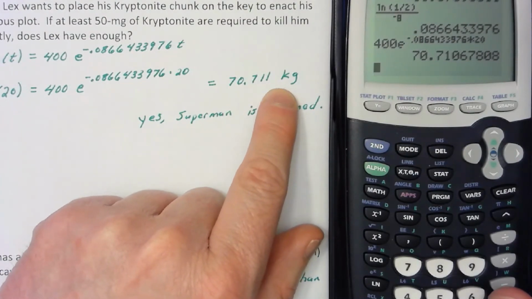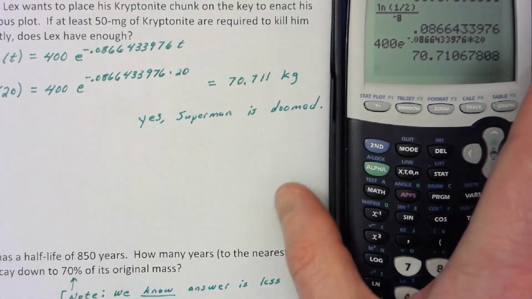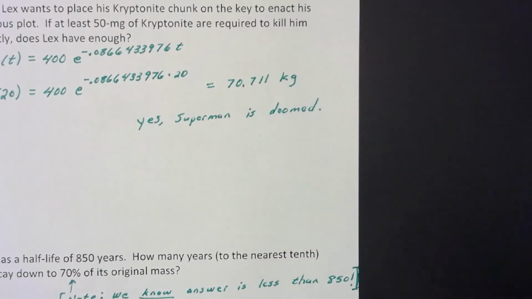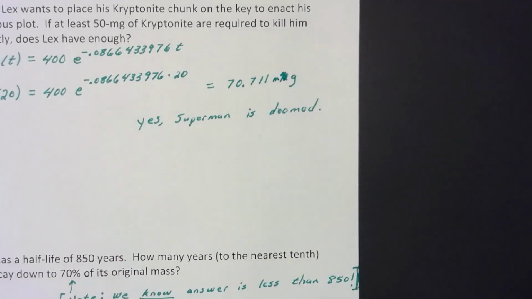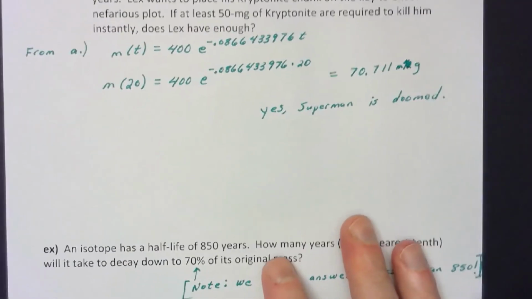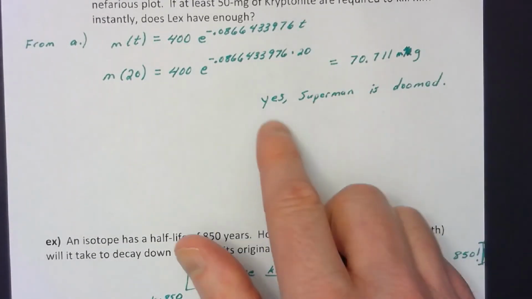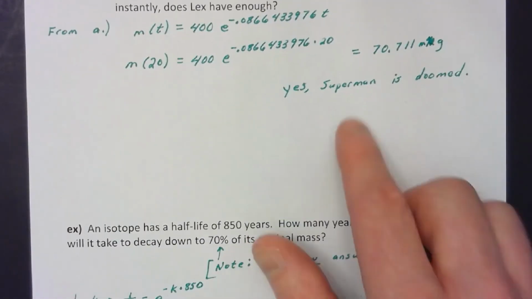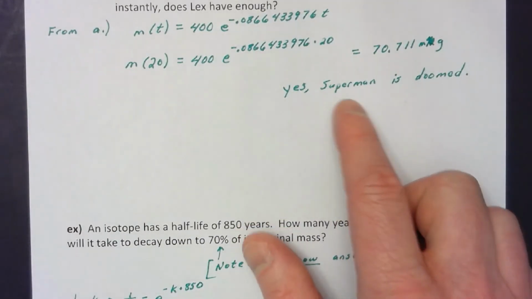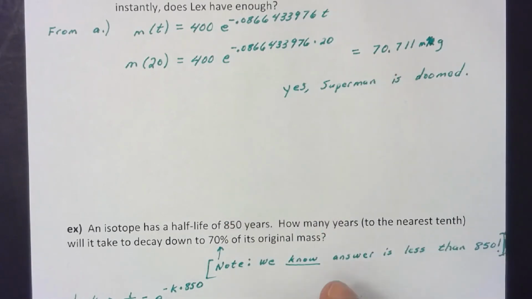Now, I actually put the units on that incorrectly. This should be milligrams, not kilograms. So regardless, the problem said that he needed a 50 milligram chunk. Well, he has a 70.7 milligram chunk. So you can say, yep, Superman is doomed in this scenario. You thought it would come out to where it would be like, no, he's going to be okay because Lex doesn't have enough. Not in my example.